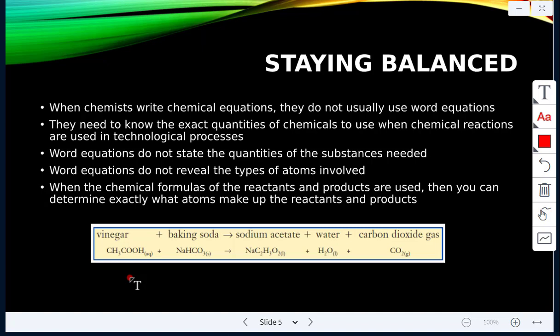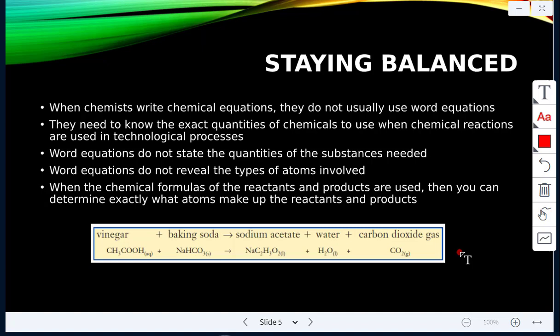Word equations are not stating the quantities of the substances needed. If you look here at the example, if we say vinegar plus baking soda produces sodium acetate plus water plus carbon dioxide gas, we're not seeing the types of atoms that are involved. So that's why word equations don't work when we're looking at these balanced chemical equations.